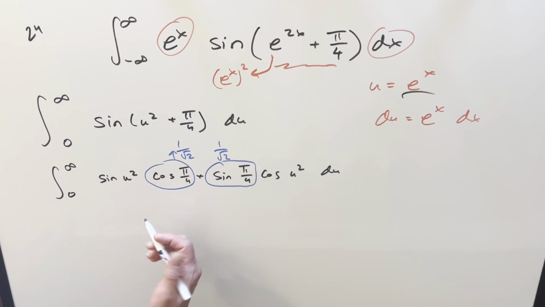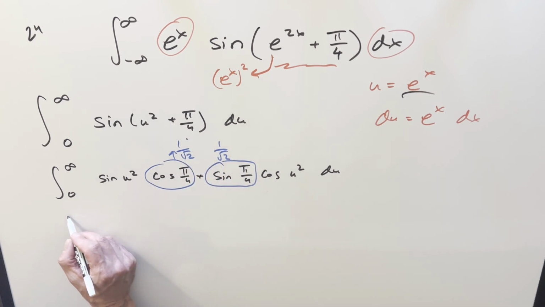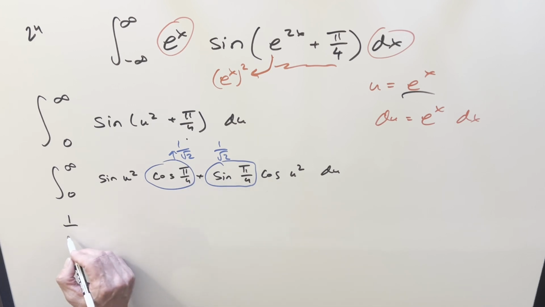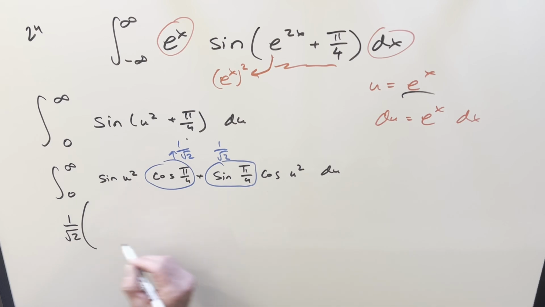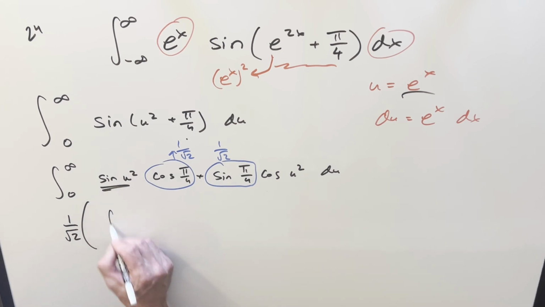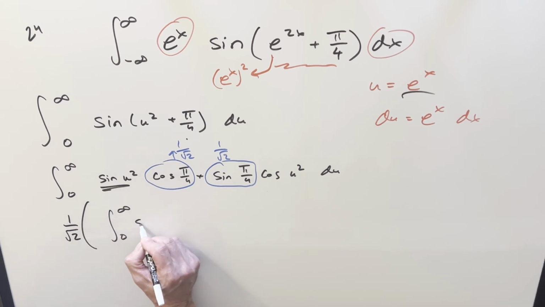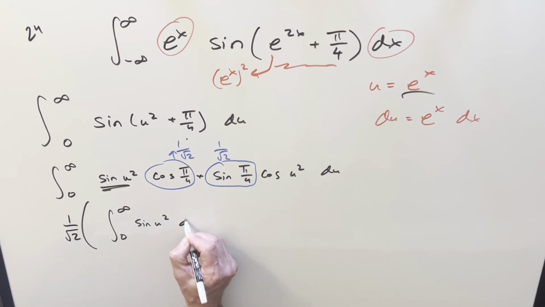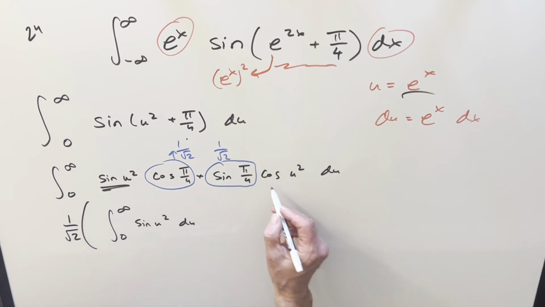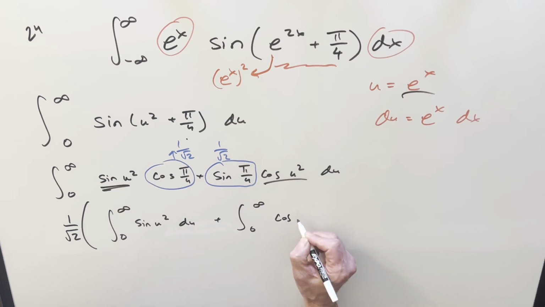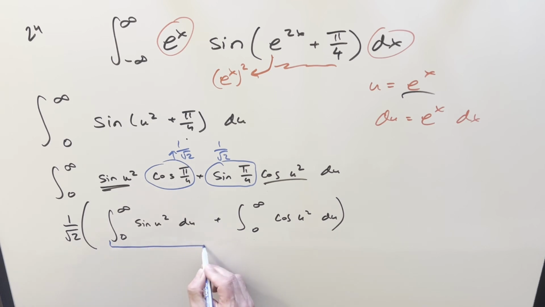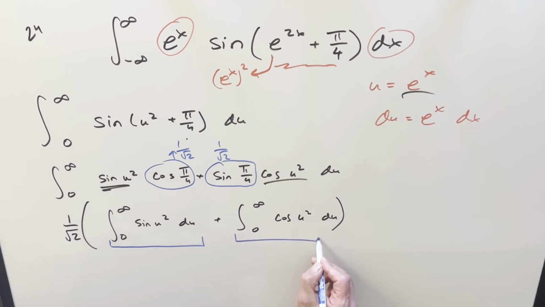So let's rewrite it, factoring this piece out as a constant and splitting it into two integrals. Because we've got the same constant in both, we can put big parentheses around the whole thing. The first integral is the integral from 0 to infinity of sine of u squared du. The second one has a cosine, so it's the integral from 0 to infinity of cosine of u squared du. But what we have here is just the Fresnel sine integral and the Fresnel cosine integral.